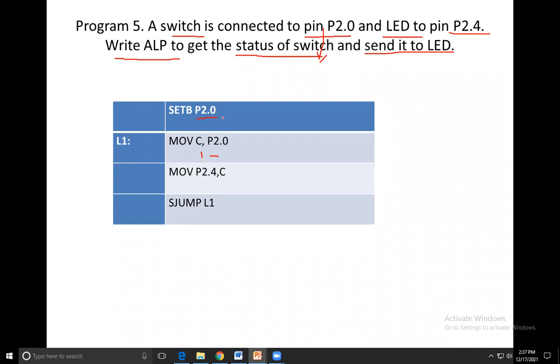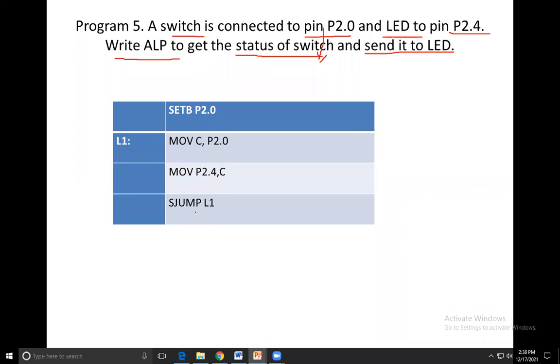Is it possible here to directly take set bit P2.0? Here, when you set the bit, the LED will be on every time. If you see this program, there is no check of the status of the switch. We only set P2.0, then take the value into C and then move the C value to P2.4. So by using this program your LED will always be on.